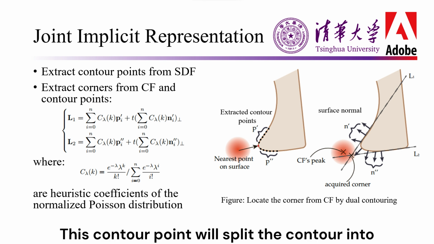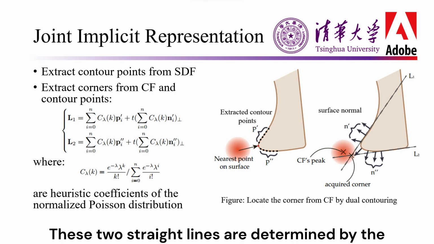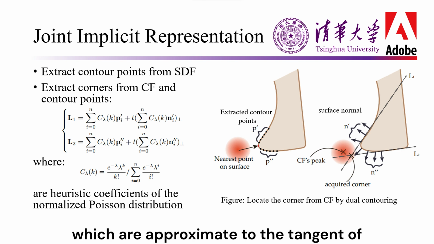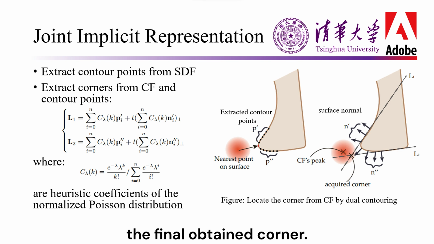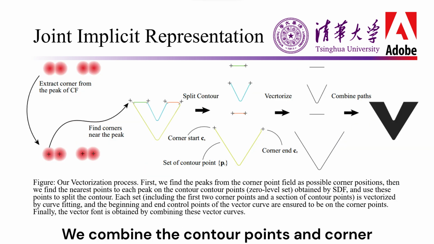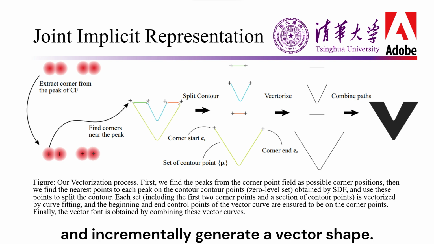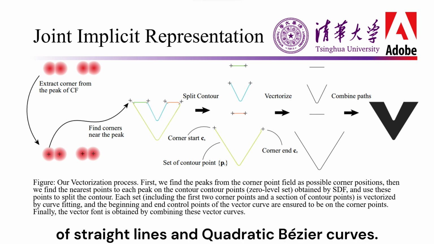This contour point will split the contour into two parts. We determine two lines on both sides of this point. These two straight lines are determined by the coordinates and normal vector of the contour point, which approximate the tangent of the contour surface, and their intersection is the final obtained corner. We combine the contour points and corner points we get, starting from one of the corner points, and incrementally generate a vector shape. They will eventually be converted into a bunch of straight lines and quadratic Bezier curves.